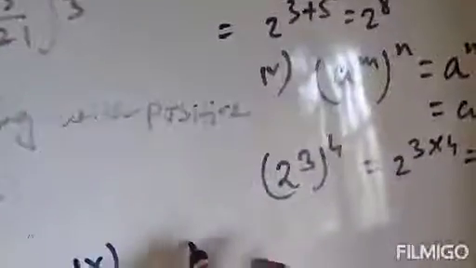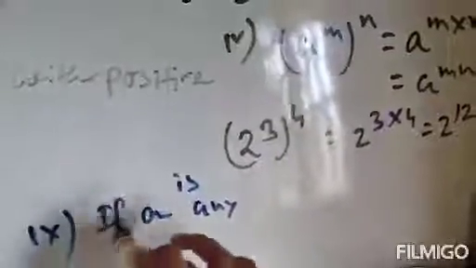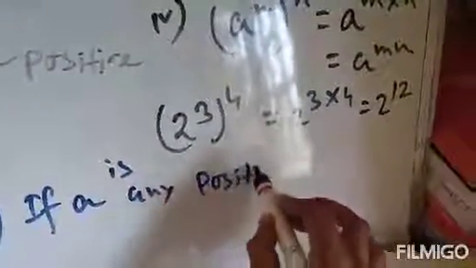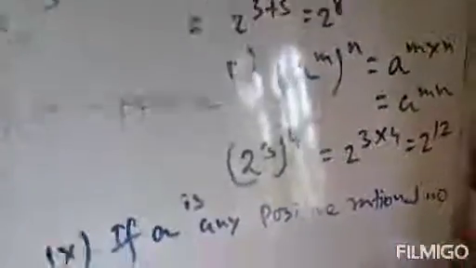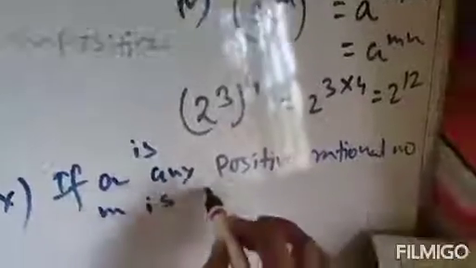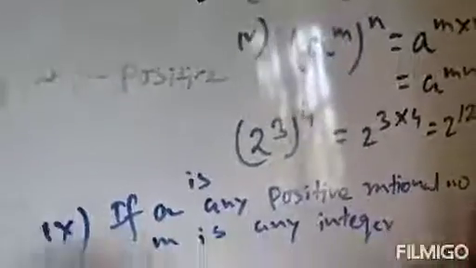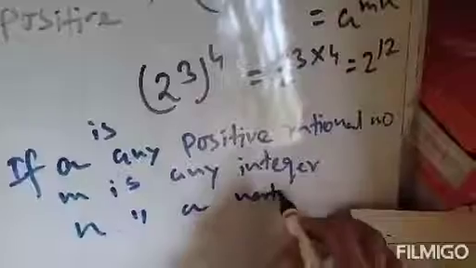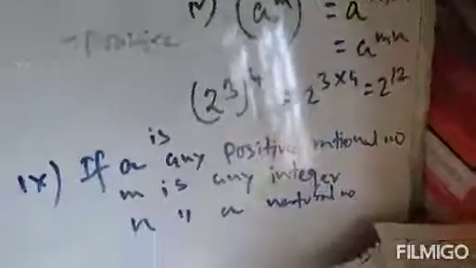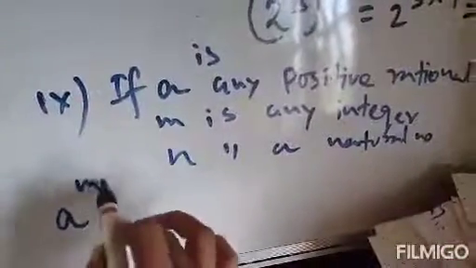Suppose a is any positive rational number, m is any integer, and n is a natural number. Then the formula is a to the power m by n.